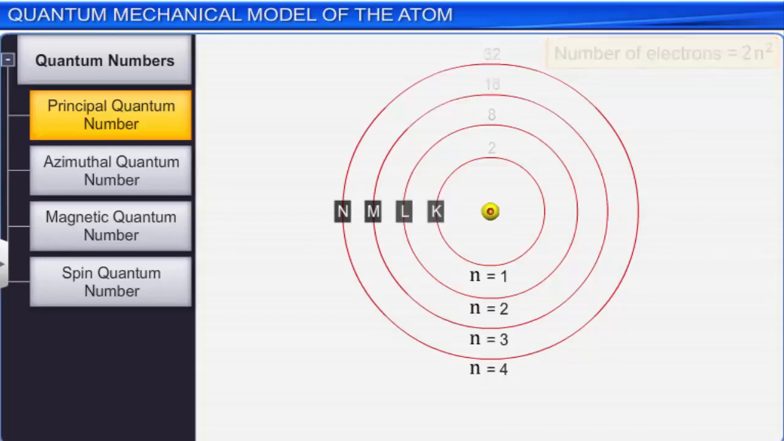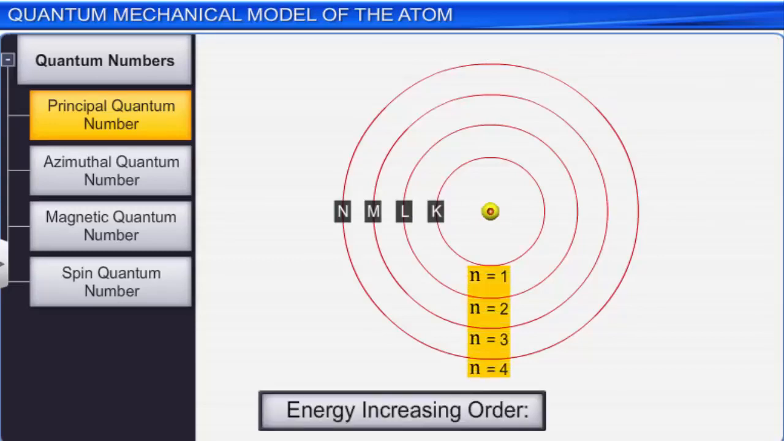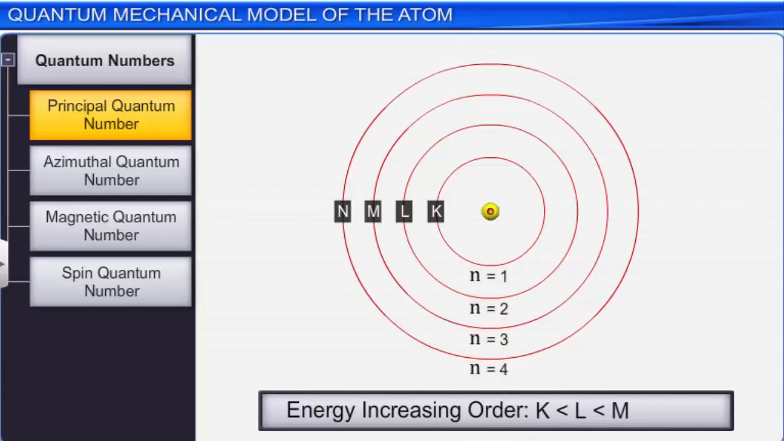As the energy increases with the increase in n, the energies of the various shells follow the sequence K less than L less than M less than N less than, and so on.